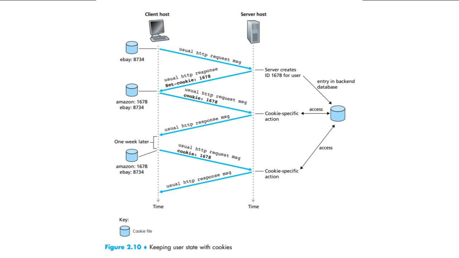When Susan's browser receives the HTTP response message, it sees the Set-Cookie header. The browser then appends a line to a special cookie file that it manages. This line includes the host name of the server and the identification number in the Set-Cookie header. Note that the cookie file already has an entry for eBay since Susan has visited that site in the past.